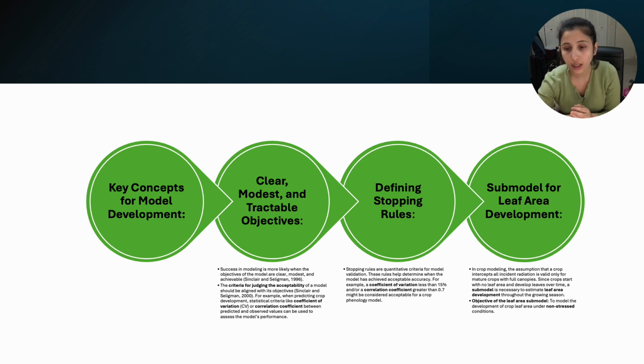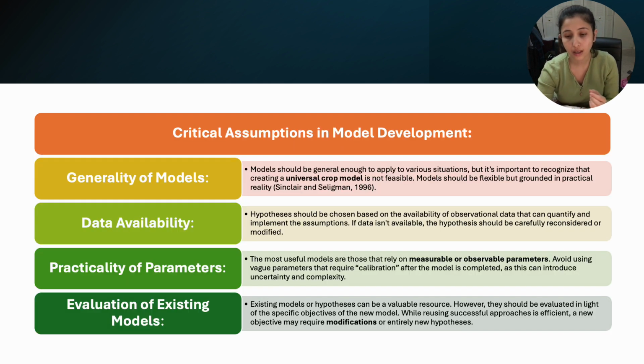Another thing is sub-models. Sometimes only one model may not be enough. In that case, we need sub-models. Another critical assumption of the model development is that a crop model should be general. So models should be general enough to apply in various situations, but it's important to recognize that developing a universal crop model is not feasible. We cannot just make one crop model and use it for all the crops. It should be flexible and it should be grounded in practical reality.